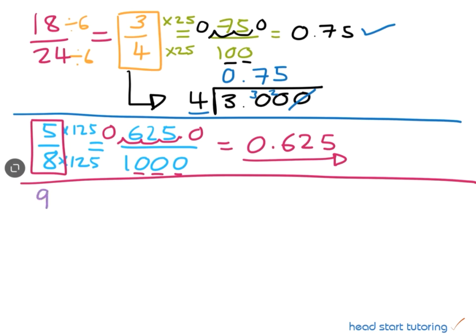Right, if we've got something simple like 9 over 10, we've already got a fraction that's out of 10, 100, or 1,000. So we just say 9 over 10 is 9 divided by 10. We bring in one decimal place because we're working with 10, which is 1 0, and we end up with an answer of 0.9.